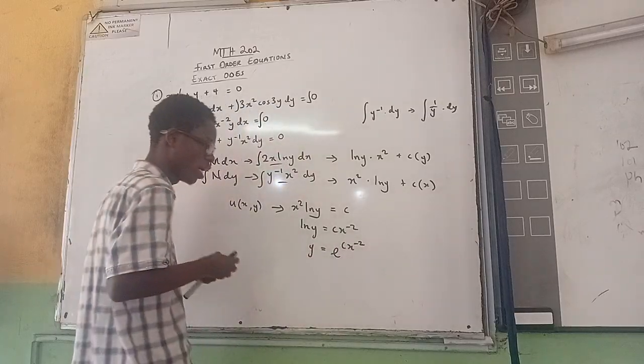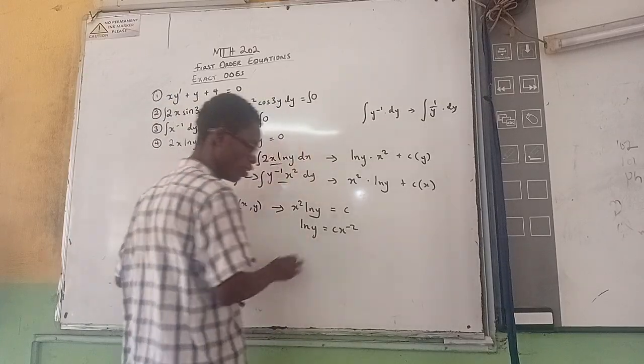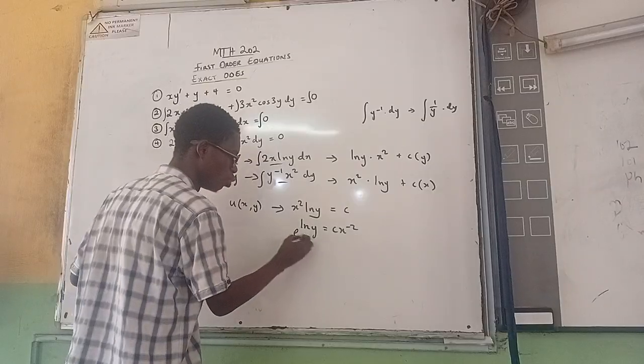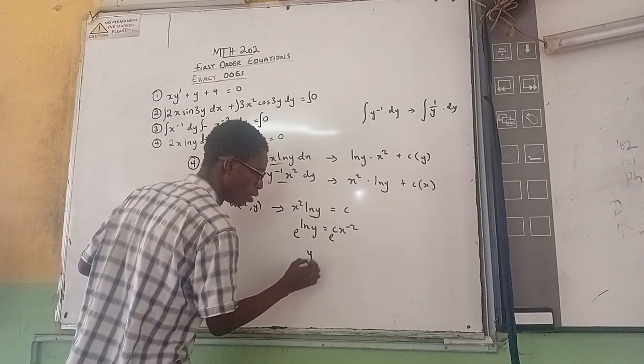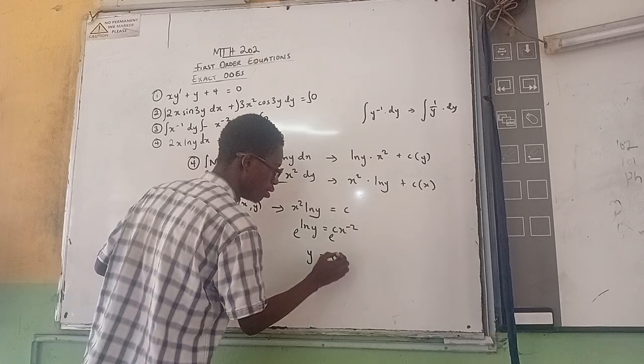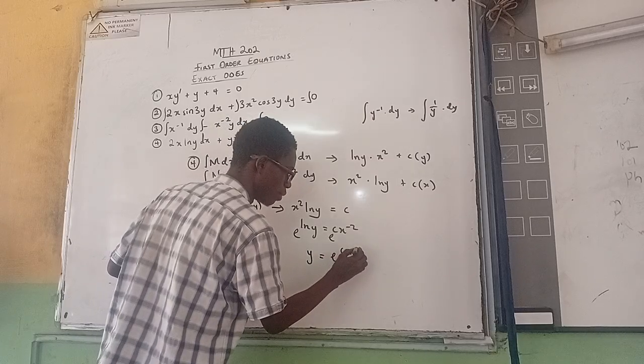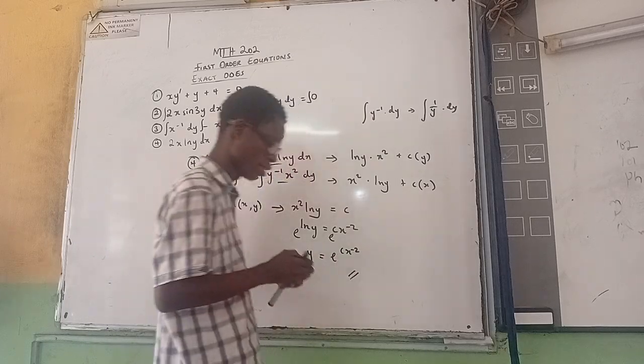Some of us might ask, how did I get this? We just raise both sides to the power of e. These two will cancel out, and y equals what? e raised to the power cx minus 2. And that's our final answer.